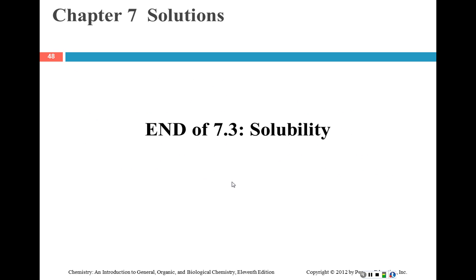That's all there is to solubility: some things will dissolve, some things won't, and you can use those solubility rules to actually predict what is going to happen in a particular chemical reaction. Because if you know the solubility, you know if it's going to stay in solution, or if it's going to precipitate and form a solid at the end of that reaction.